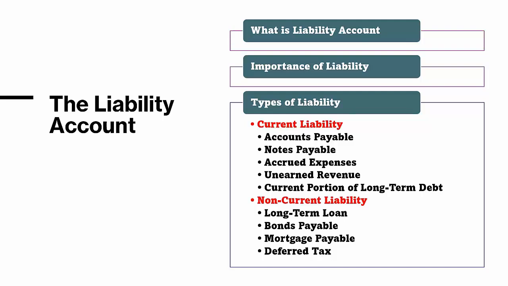For instance, if employees have worked but their salaries are due next month, the business records this as an accrued expense. Unearned revenue or deferred revenue. This is money the business has received in advance for goods or services it hasn't yet delivered. For example, if a business is paid upfront for a service it will provide in the future, that amount is recorded here until the service is completed.